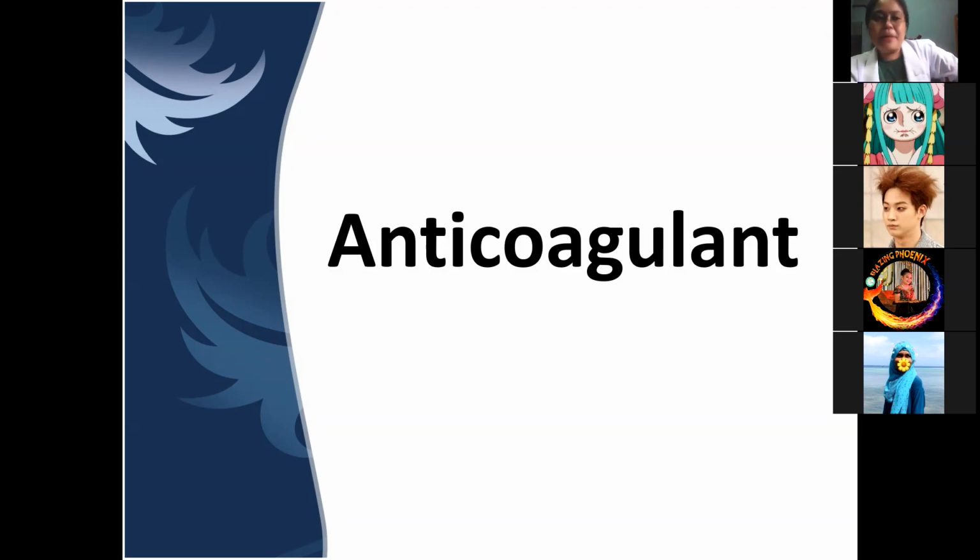Warfarin. Heparin and the warfarin are anticoagulants. So they are being given to like patients na may mga like congestive heart disease, may mga sakit sa heart para to prevent blood formation and then mauwi siya like into stroke or myocardial infarction. Kaya lang, what's the difference between warfarin and heparin?